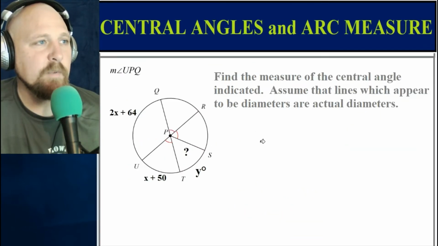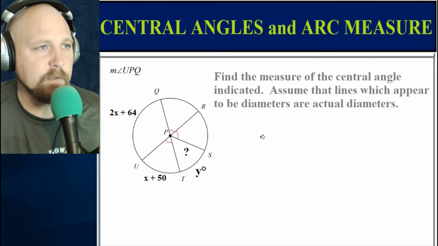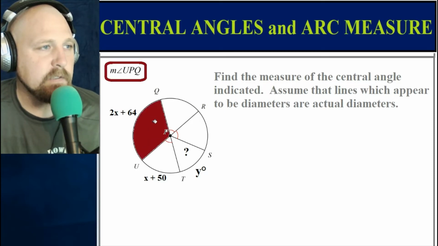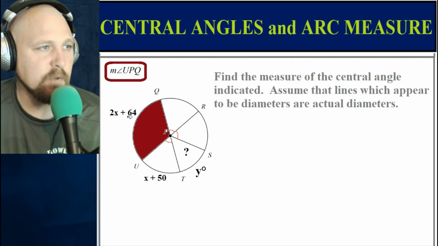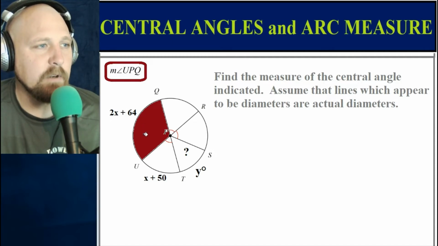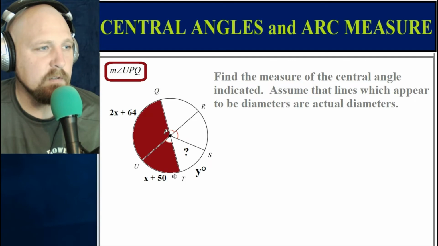In this example, we have a couple different things we need to find. First, we need to find the measure of central angle UPQ. That's right here, this section represented with the arc measure of 2x plus 64. We know that the central angle and arc measure are the same, so that's the expression we're going to have to figure out. We're going to need to use this section as well, this arc UT, because this is a diameter, and that's going to give us 180 for our total, and then we can solve for x.